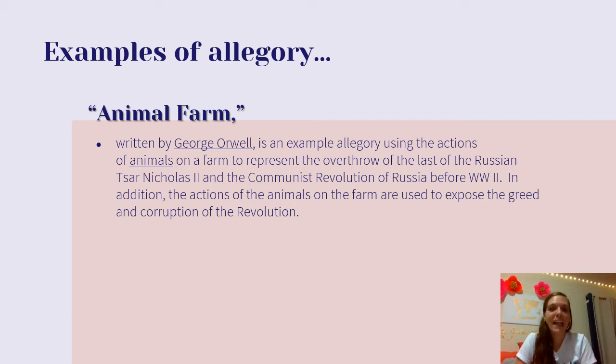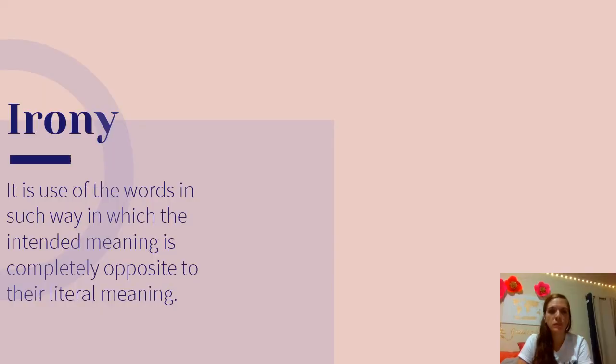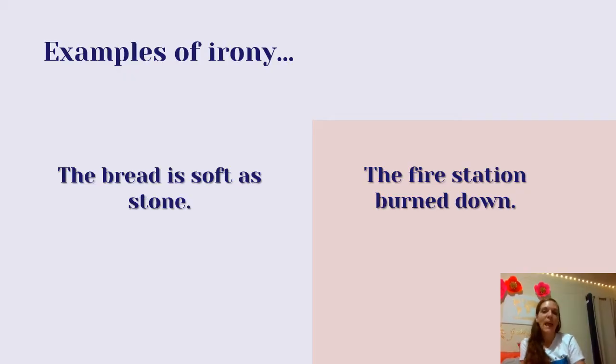So that is an allegory. Okay, that one's a pretty advanced one. Another one, not advanced, but kind of abstract, is irony. That's what we're going to talk about right now. Irony is the use of words in such a way in which the intended meaning is completely opposite to the literal meaning. It's easier to show you that one with examples. Look, the bread is soft as stone. It's sarcasm, you guys, okay? It's total sarcasm for some part of irony.